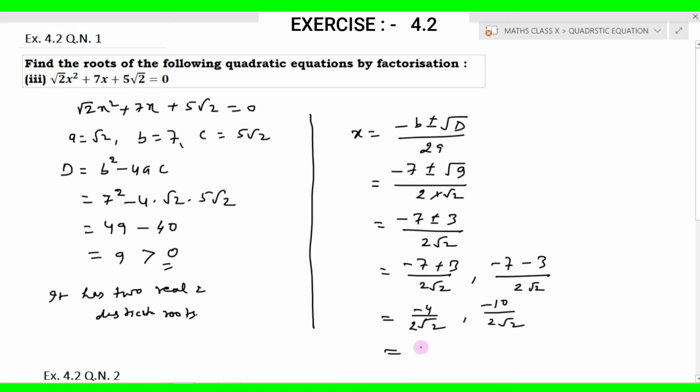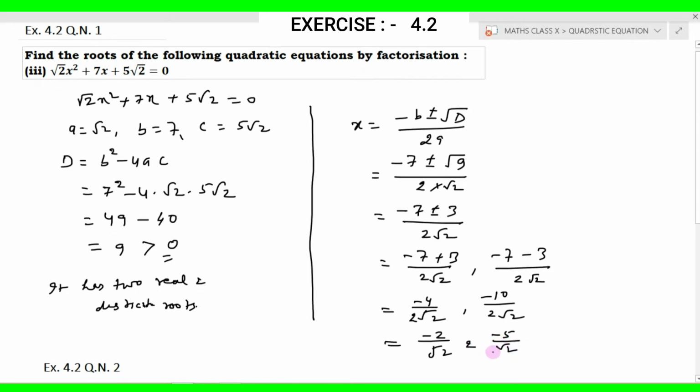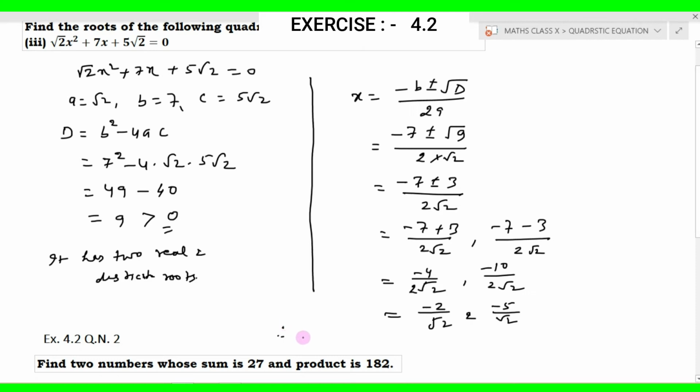So finally you will get 2 2s are 4, the -2 by √2, and one more is your 2 5s are 10, the -5 by √2. Okay, so here you will get the two roots. Therefore, the two roots of the equation are -2/√2 and -5/√2, and this is your answer. Okay, I hope you understood.